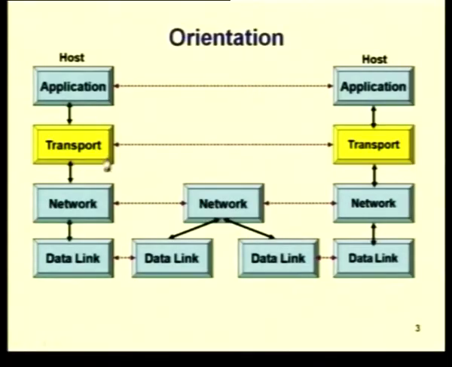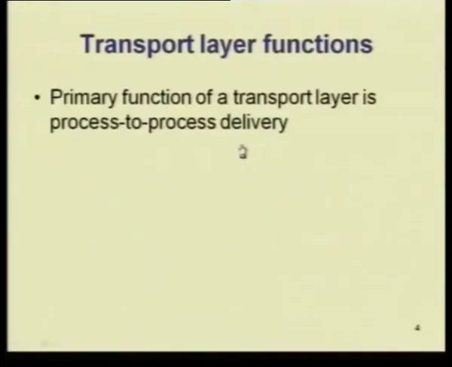So just to give an orientation of where we are with respect to the network layer stack. We are talking about the transport layer, which resides between the network layer and the application layer. And remember, the transport layer is the first end-to-end protocol. So the primary function of a transport layer is process to process delivery. This is something that we have already seen in the previous class, but this is just to re-emphasize the fact.